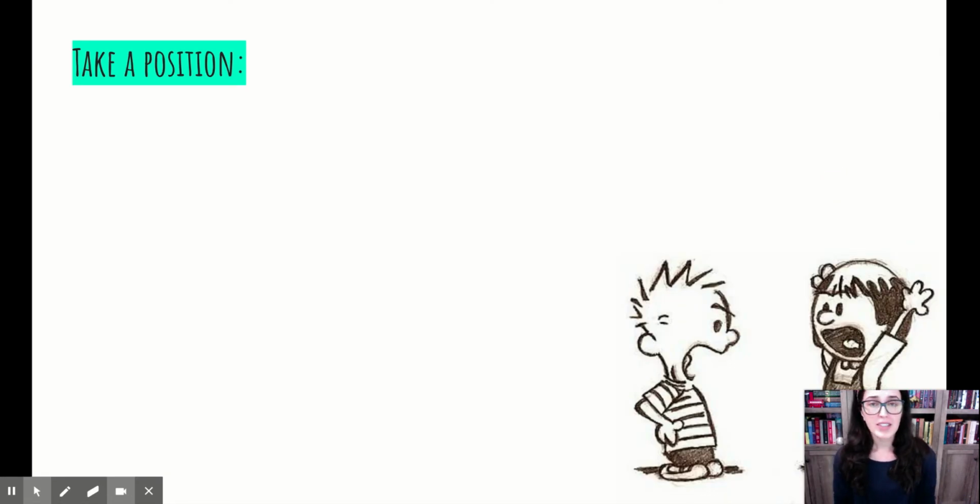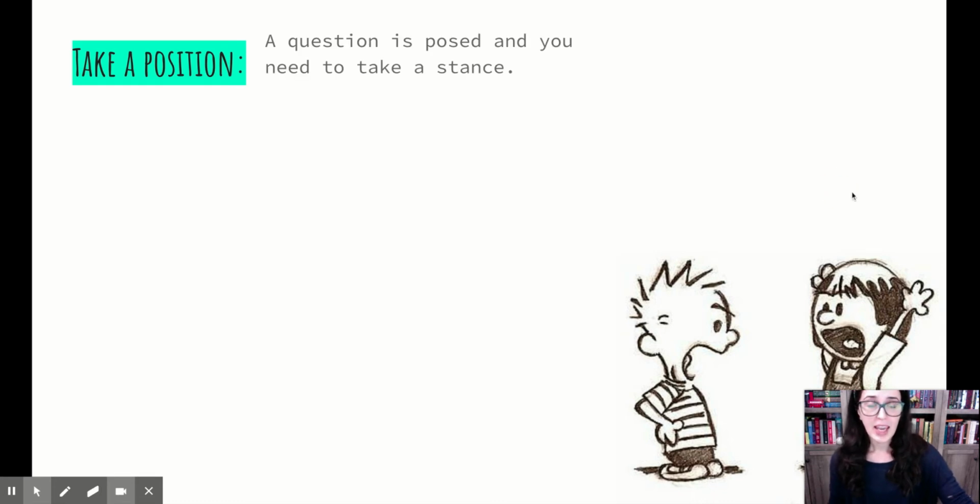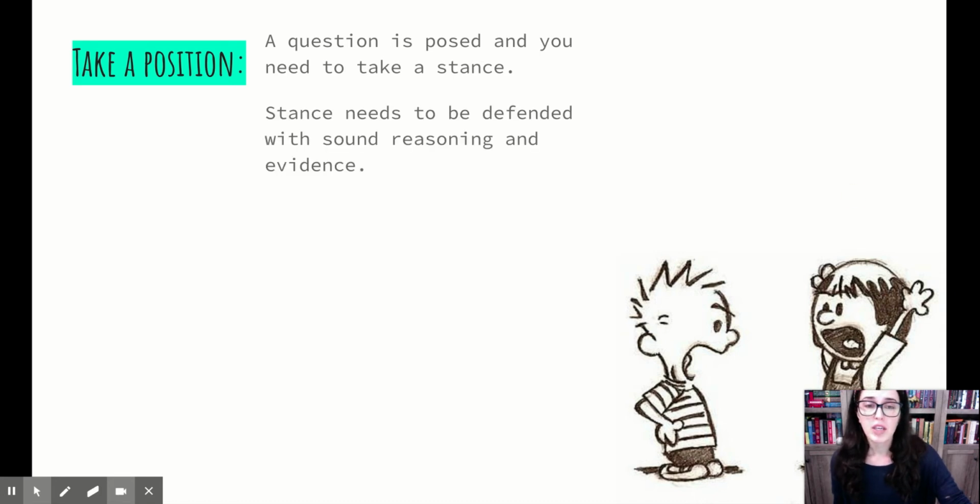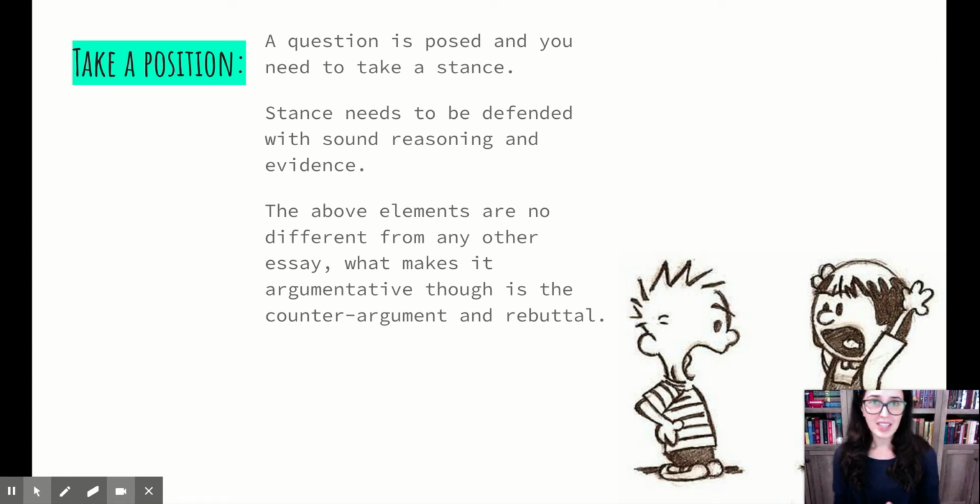So an argumentative essay is all about taking a position. Usually a prompt is presented and you need to take a stance on that prompt. How would you answer that prompt? And then you need to spend time defending your stance with sound reasoning and evidence. Now, a lot of essays, informative, explanatory, all of them deal with this element, right? You're presenting a side of an issue or presenting something, and then you're using evidence to inform someone or to continue educating them on a certain topic.